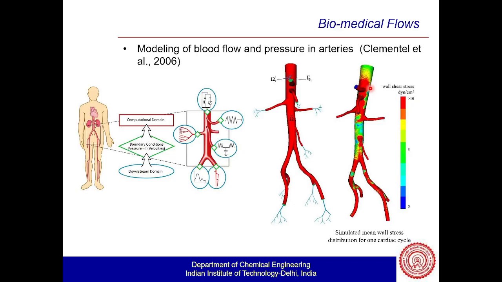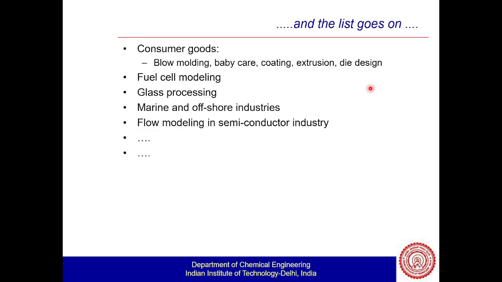So instead of a static wall, as we see in a reactor vessel or a bubble column, these kinds of problems are a bit different. So the list goes on. There are consumer goods like blow molding, baby care, coating, extrusion, die design, fuel cell modeling, glass processing, and offshore industries flow modeling.